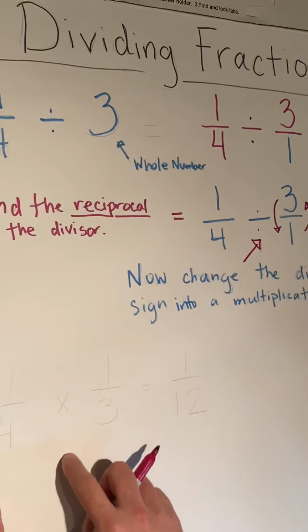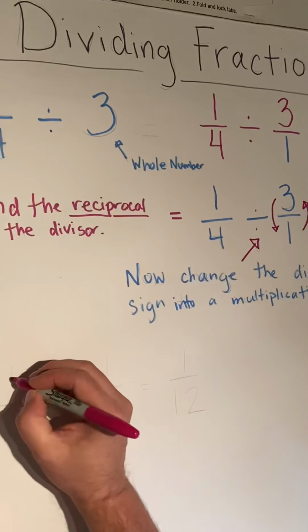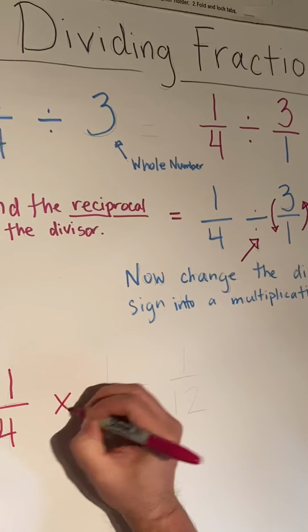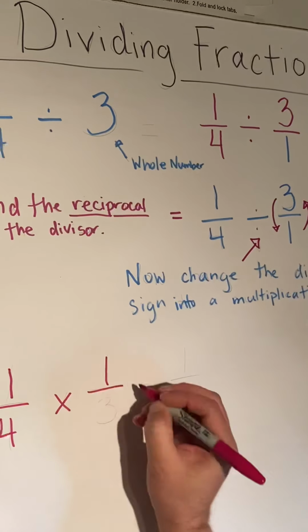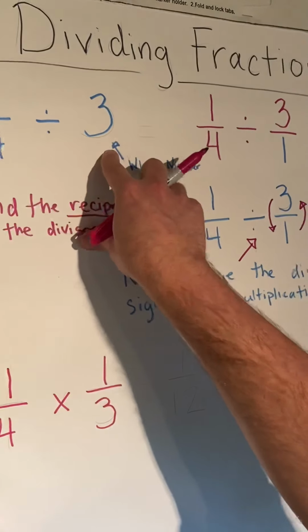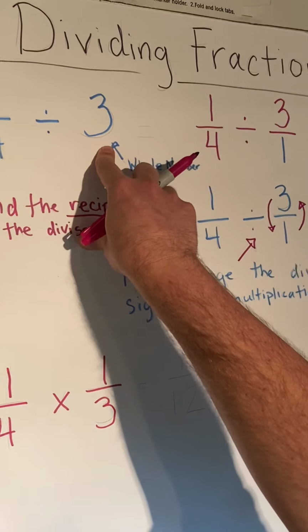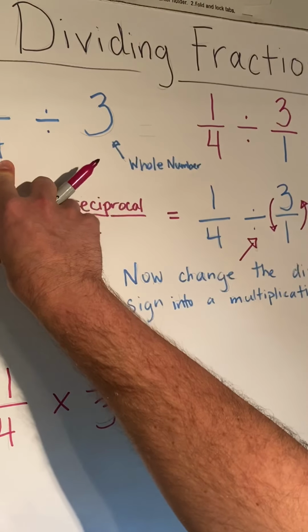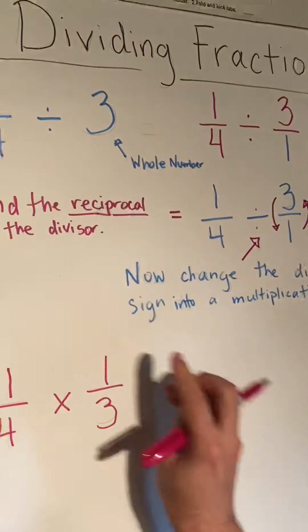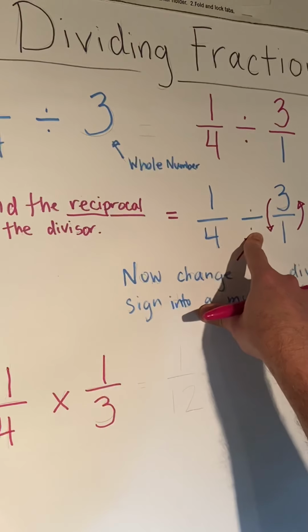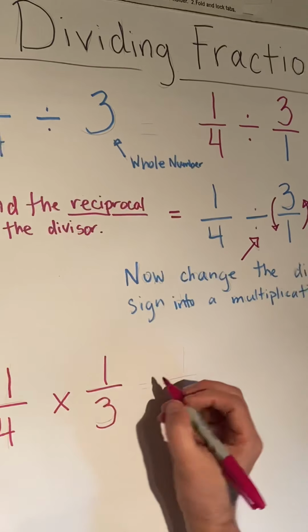And I'm going to rewrite that down here. So now we have 1/4 times 1/3. Because we're taking this 1/4 and dividing it into 3 whole groups, 3 big groups. So this 1/4 is going to be broken into 3 groups. And we can figure that out by finding the reciprocal, changing our division sign into a multiplication sign, and now we're just going to multiply.